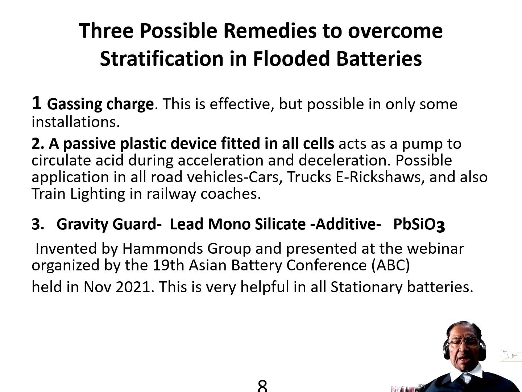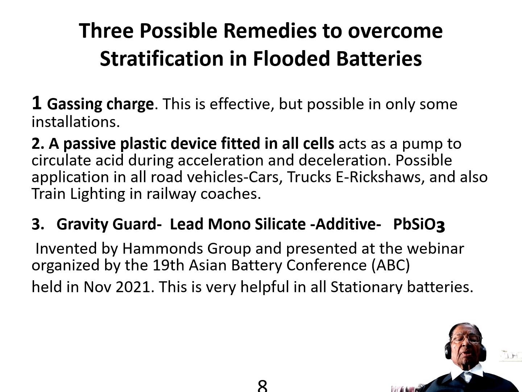A second one, this is the invention. This is a passive plastic device which is fitted in all the cells. It acts as a pump to circulate the acid during acceleration and deceleration of the vehicle. Possible application in all road vehicles. This can be applied to cars, trucks, e-rickshaws, and also train lighting and railway coaches. Anywhere there is a flooded battery fitted on a moving vehicle, this passive plastic device can be fitted.